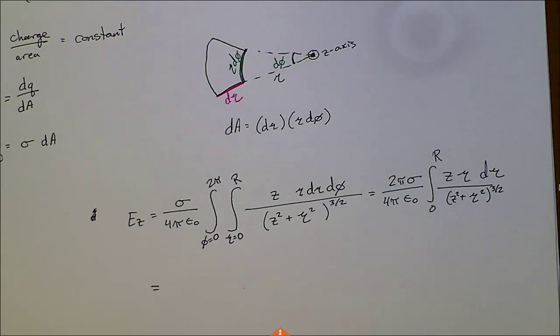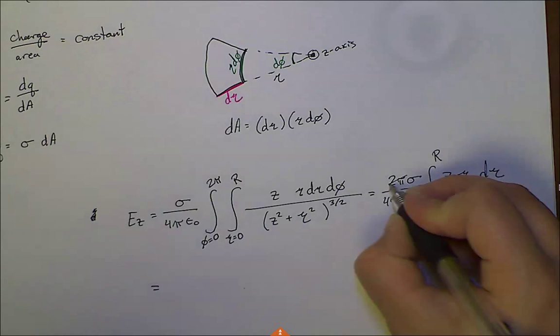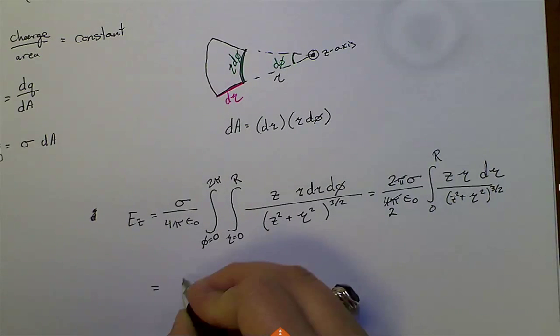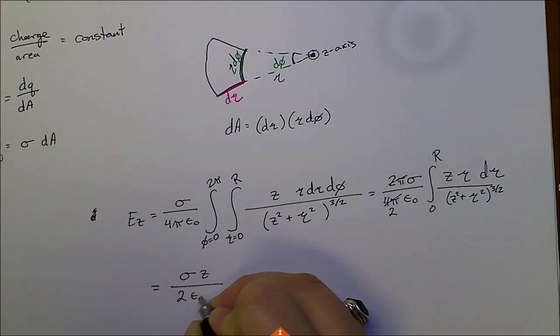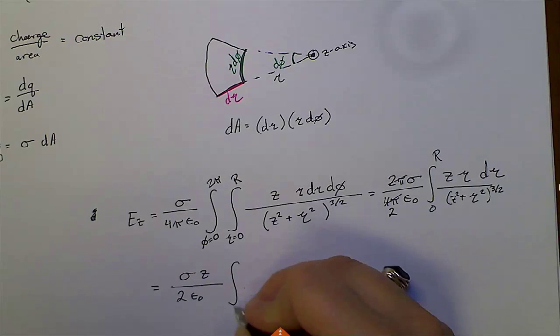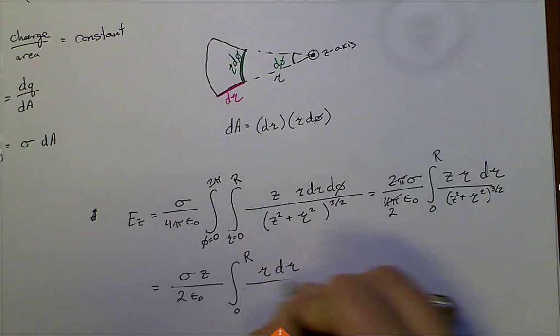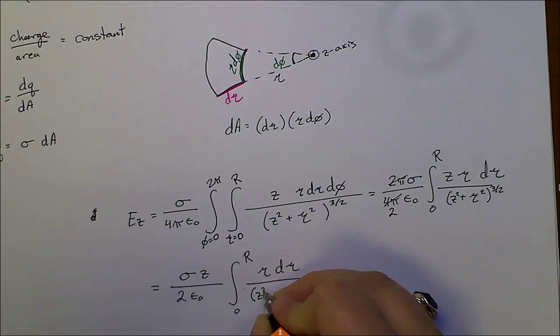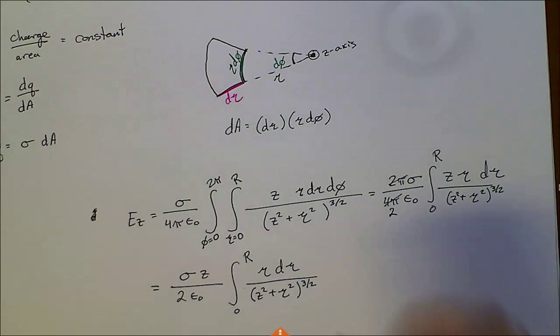Now, z is a constant. In this case, I'm just some distance above the disk. So I can write this as, oh, I noticed these guys canceled here, hooray. Sigma z over 2 epsilon naught, integrate from 0 to big R, script r dr over z squared plus r squared to the 3/2. Now, I want to do this integral, and I can do it in one of two ways.